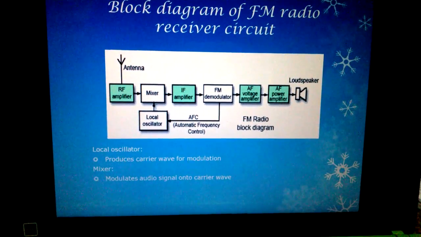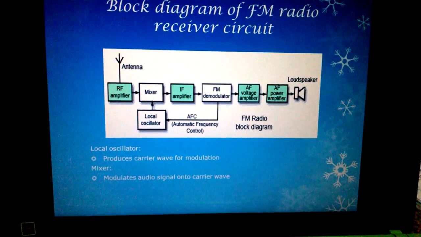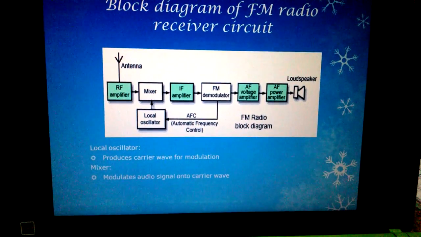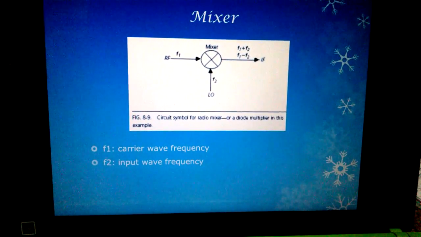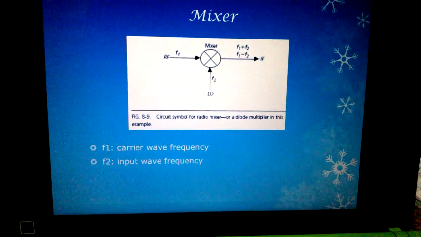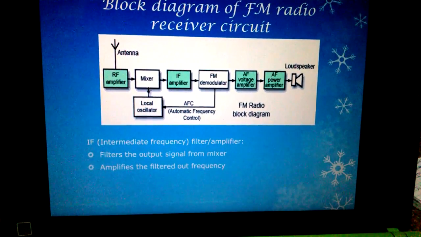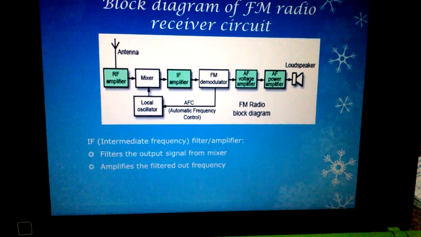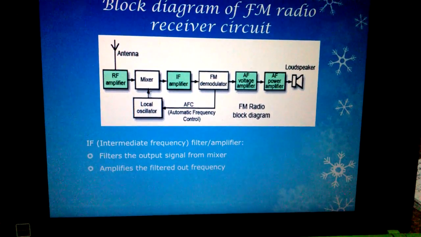Here, the signal is mixed with another signal produced by the local oscillator. The output signals have frequencies as the sum and difference of the two input frequencies, which were mixed. The output signal from the mixer is then passed through the IF filter, which filters the input giving the desired frequency. This signal is then amplified by the IF amplifier and passed to the demodulator.